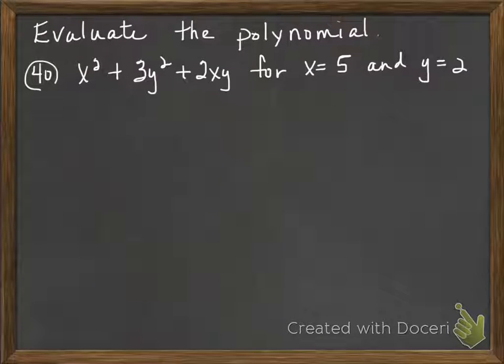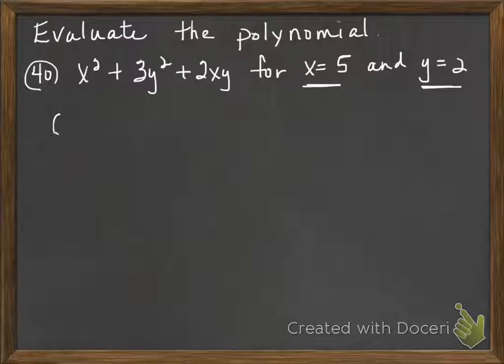Number 40, evaluate the polynomial. Evaluate means work completely out until you get one answer. And so what they're telling us is that x is equal to 5. And they're telling us y is equal to 2. So that's saying wherever you see an x, you're going to substitute in a 5. And wherever you see a y, you're going to substitute in a 2.